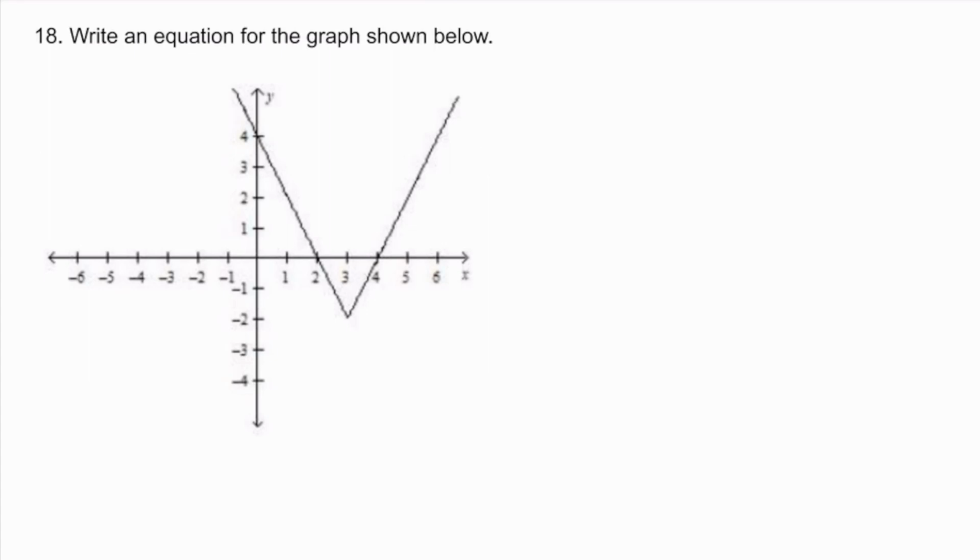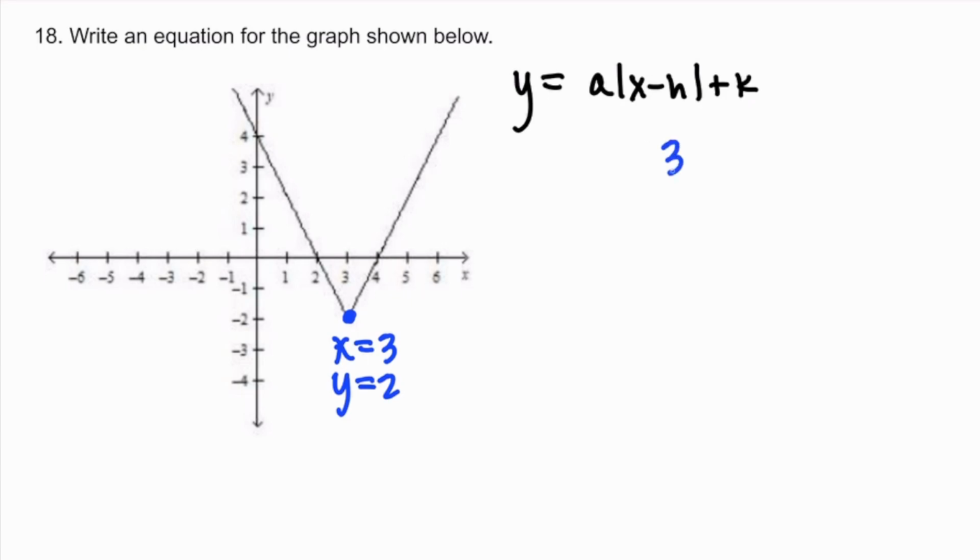All right, number 18, write an equation for the graph shown below. So I see it's a V, so I know I'm starting with y equals the absolute value of x. But I might say a times the absolute value of x minus h, plus k, with some number on the outside. h and k are going to be the coordinates of the vertex. So I'm seeing that the vertex is where x equals 3, y equals 2. So I know that I'm going to have h equals 3 and k equals 2 in this situation.